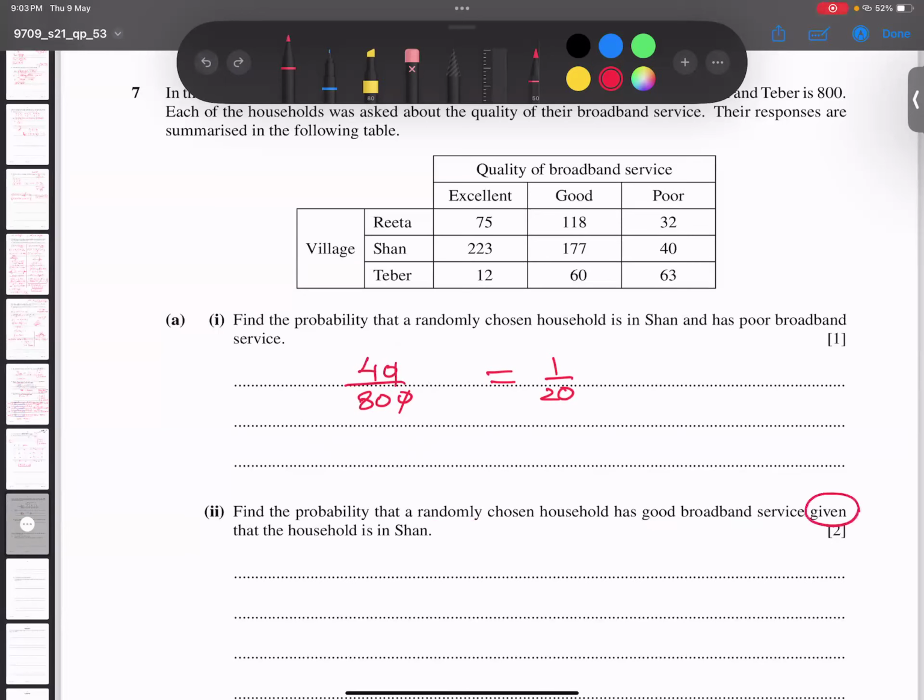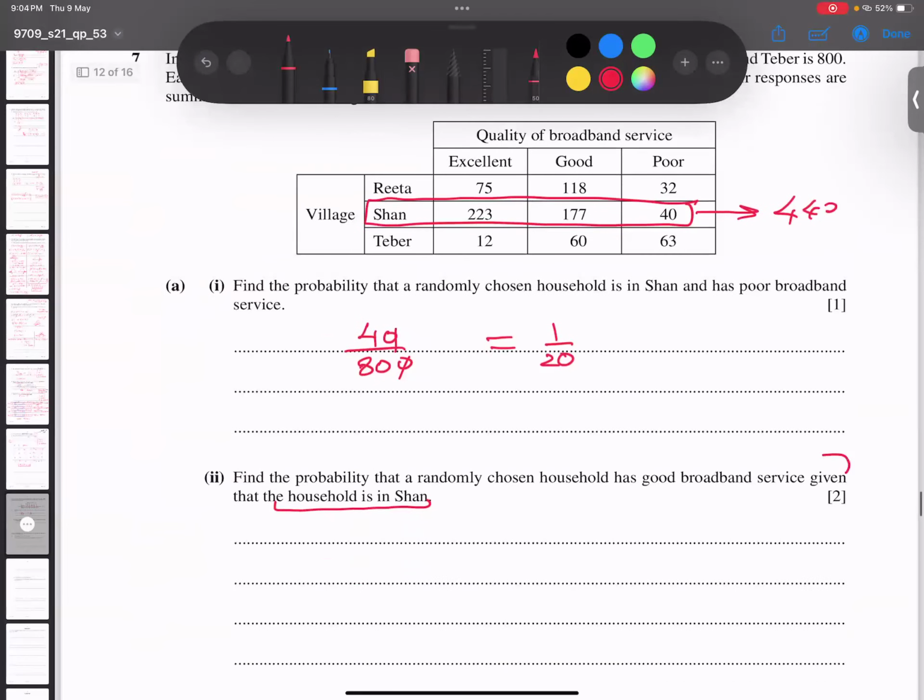Find the probability that a randomly chosen household has good broadband service, given that the household is in Shan. So this full line is my target. So I will add them. If I add them, 2, 2, 3 plus 1, 7, and plus 40. This is coming 440. So student, what is given that? After given that, whatever it is goes in the denominator, you know it very well. So 440 out of 800. It goes directly in the denominator.